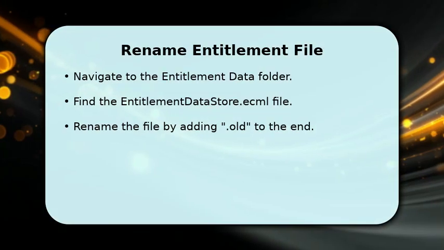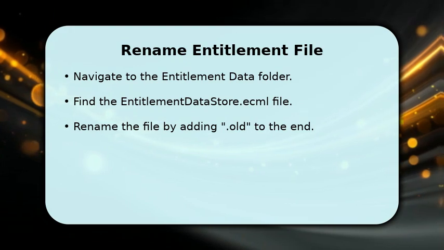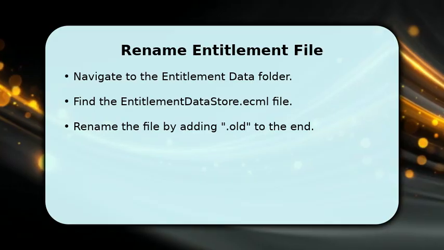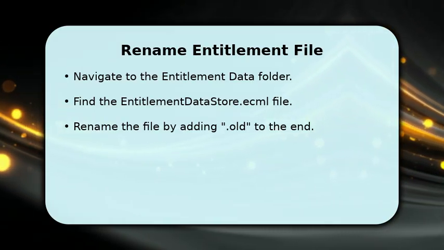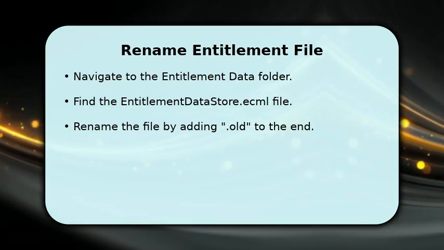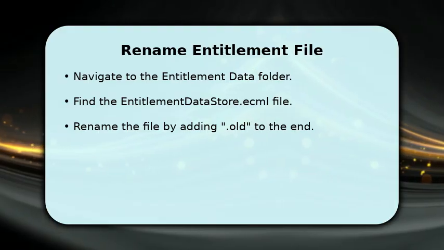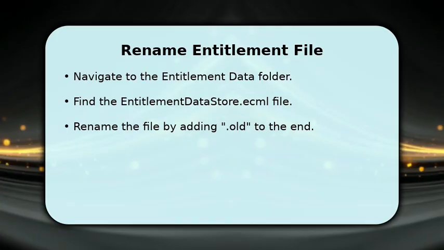The next step involves renaming a specific file. Navigate to the Entitlement Data folder, which is usually found in a hidden program data directory. Locate the file named Entitlement Data Store, ECML, within this folder. Right-click on it and choose Rename, then simply add Old to the end of the file name. This action forces QuickBooks to create a new, clean entitlement file upon restart.